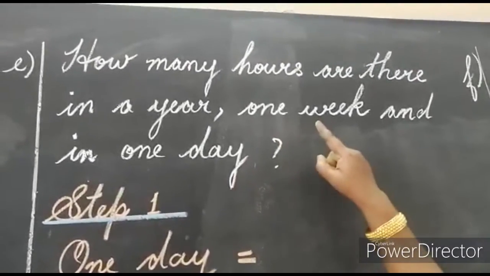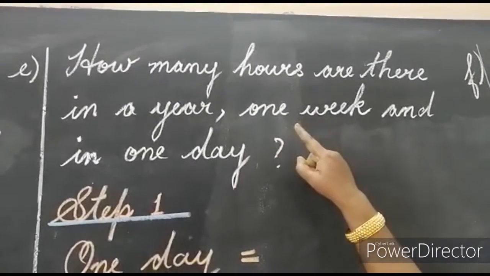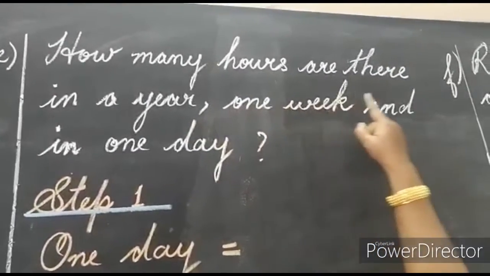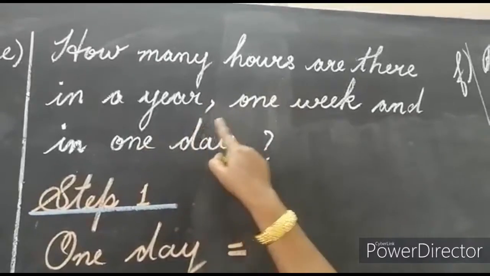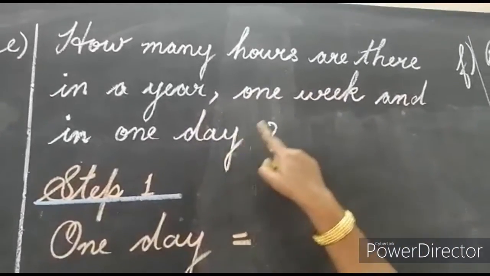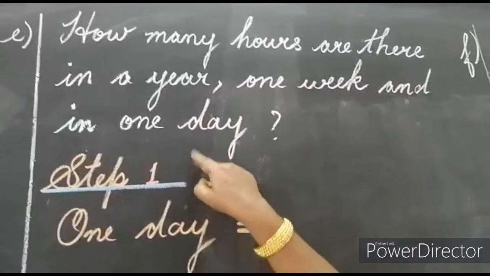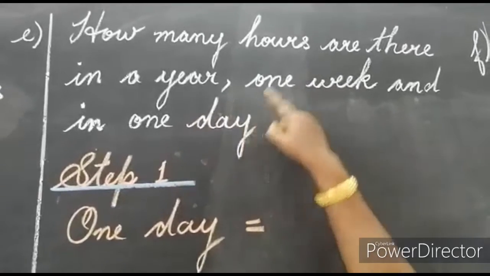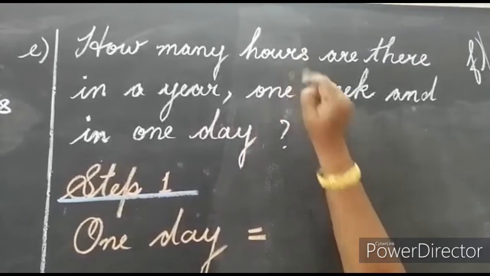How many hours? We should not say hours, the H is silent: hours. How many hours are there in a year, 1 week and in 1 day? So 3 things are asked: a year, 1 week and 1 day. And what is asked? Hours is asked.